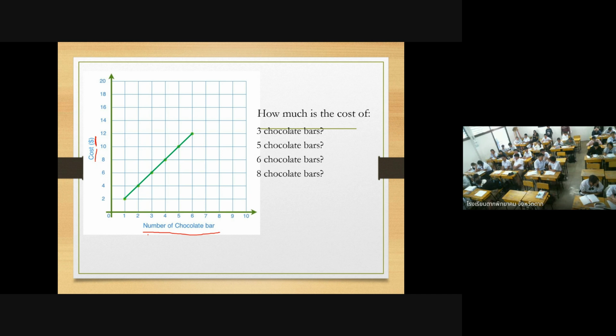Okay, everyone, let's check. How much is the cost of 3 chocolate bars? $6. Dollars, D O L L A R.